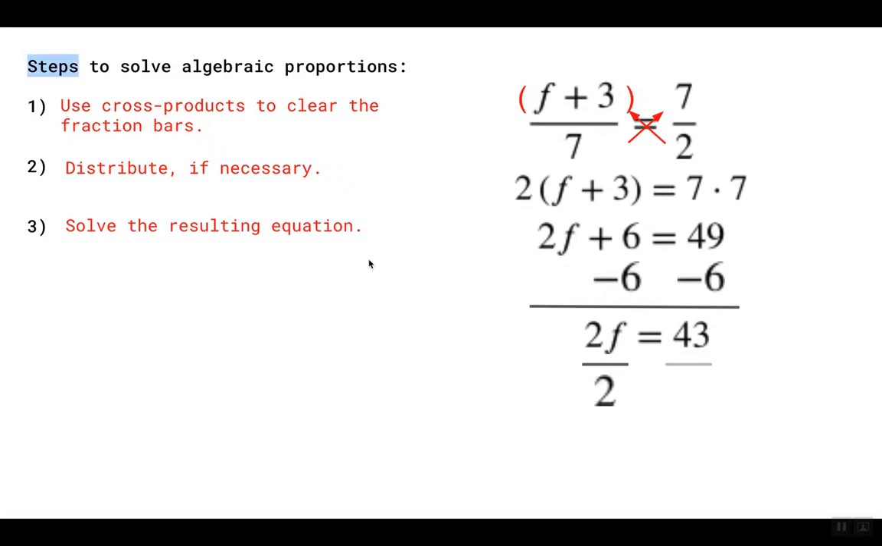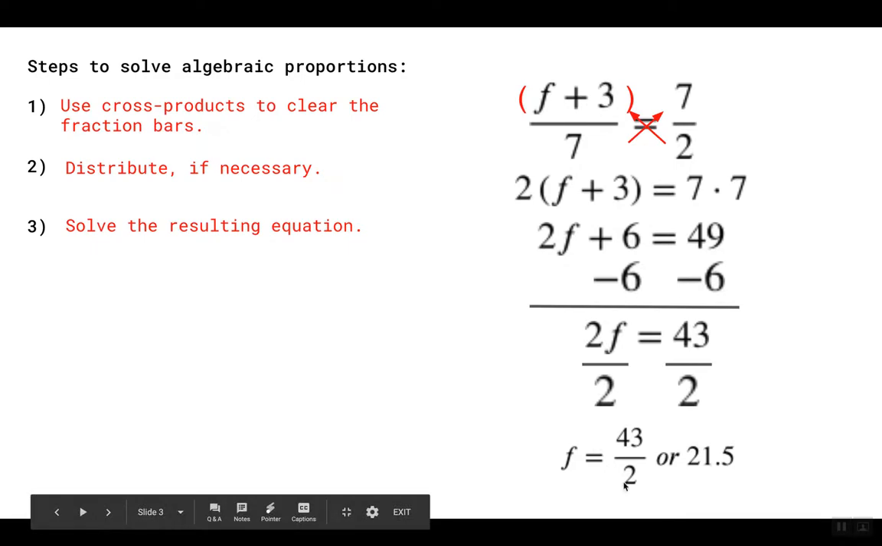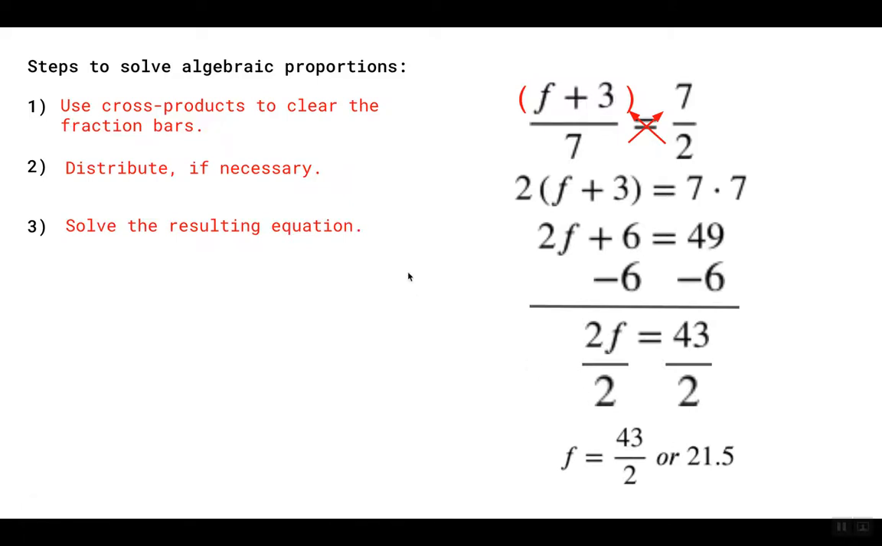I'm going to divide both sides by 2, and this one, 43 over 2, 2 does not go into 43 evenly, so I will either leave it as 43 over 2, remember that improper fraction is okay, or since I get a terminating decimal, I can write this as 21.5.